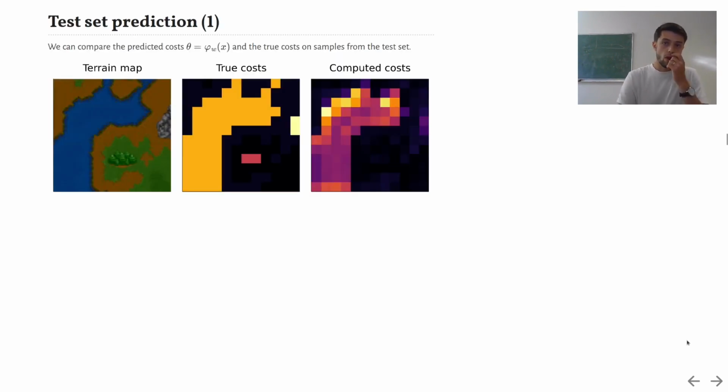We do so with our InferOpt package in a learning pipeline, and here I illustrate some results on a test set image. So again, on the left you have the terrain map. In the middle you have the true costs that are given in the dataset, but they are not seen during training. It's just a way to know the true costs. And on the right you have the predicted costs, which are the outputs of our convolutional neural network. So you see that we managed to recover the structure of the costs.